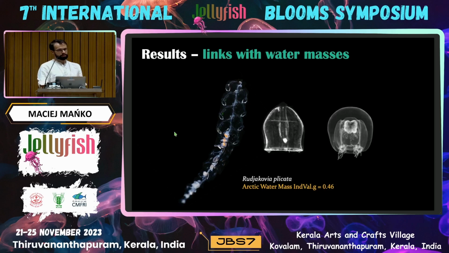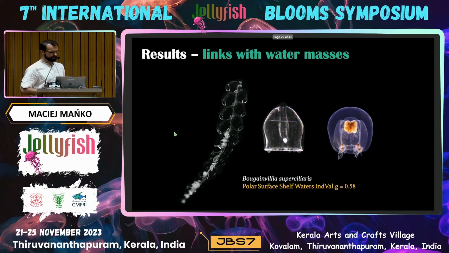So with that in mind, we went on to apply the indicator species framework proposed by Louis Legendre to test the strength of association of different species towards a particular water mass, oceanic fronts, or oceanic currents. And these are a few examples. The siphonophore Rosacea plicata was found indicatory to the Arctic water mass, juveniles of Aglantha digitale for the Atlantic water mass, and this nice hydromedusa Bougainvillia superciliaris was indicatory for polar surface shelf waters.